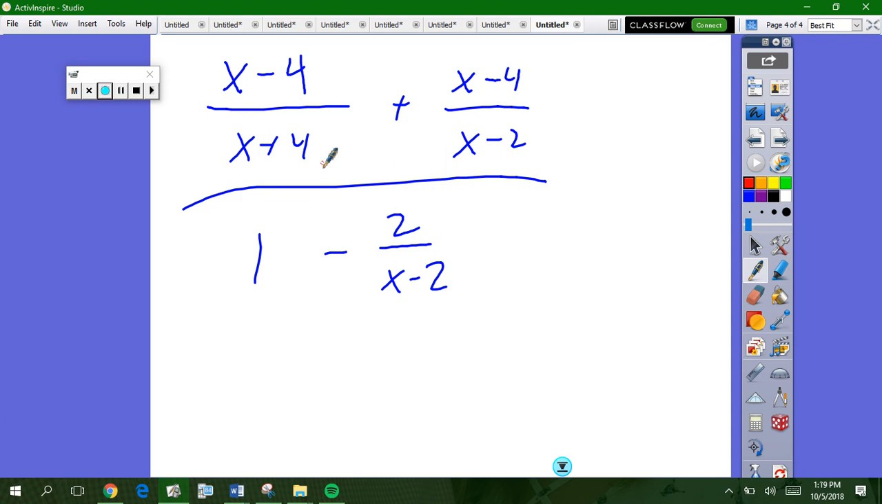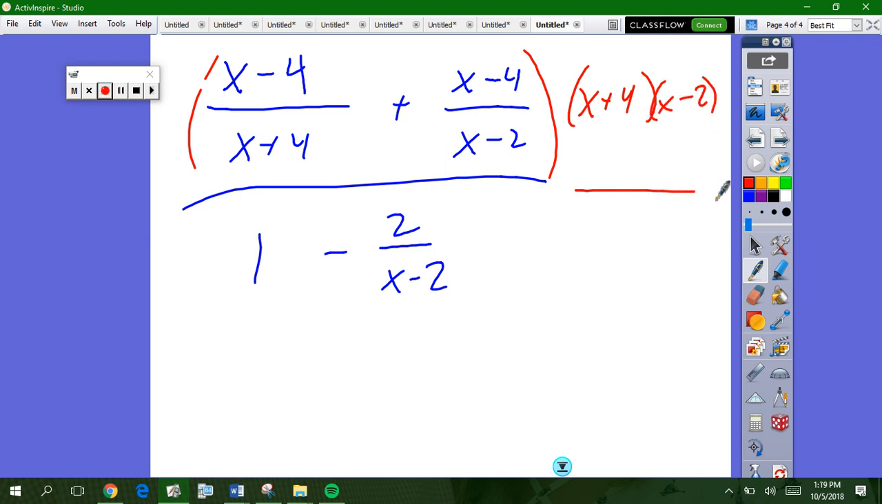I was helping you though. Nope. Because once again, multiplication is commutative. So I have x plus 4, x minus 2. What I do to the bottom, I got to do to the top, right? Does everybody agree?